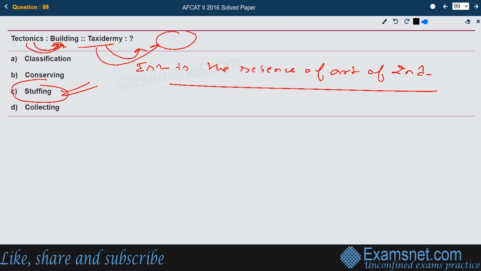Stuffing animals, not collecting, not conserving, not classification. Classification is to separate, conserving is to protect them, collecting means collecting them from different zones. That is not the right answer. Taxidermy is the science of the art of stuffing the animals. So that is the right answer, taxidermy.